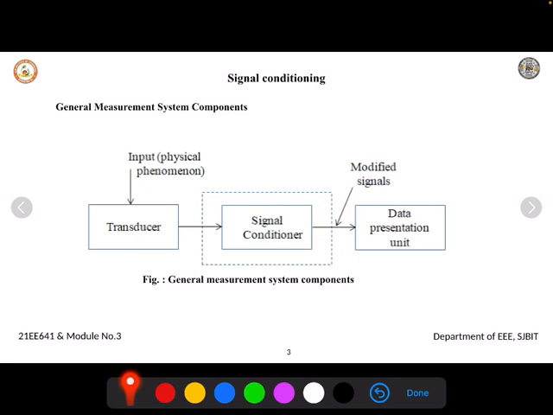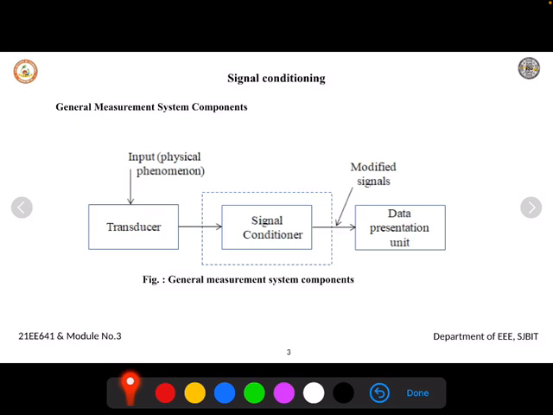So here the input for the transducers will be a physical phenomenon, where it could be a mechanical system, or any other chemical system, or we can say in general non-electrical systems. So these are physical systems where I will be measuring the speed, or the force, or pressure, or displacement, right? So any kind of these things will be measured using the transducers.